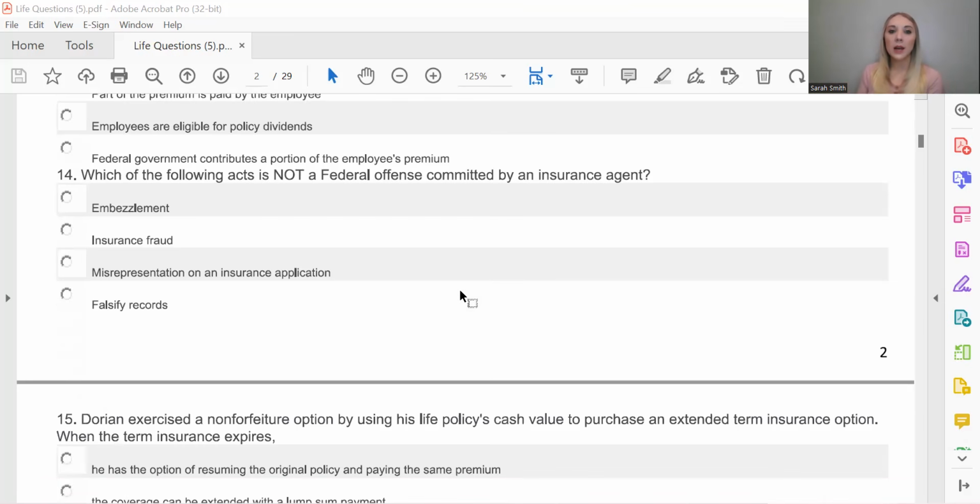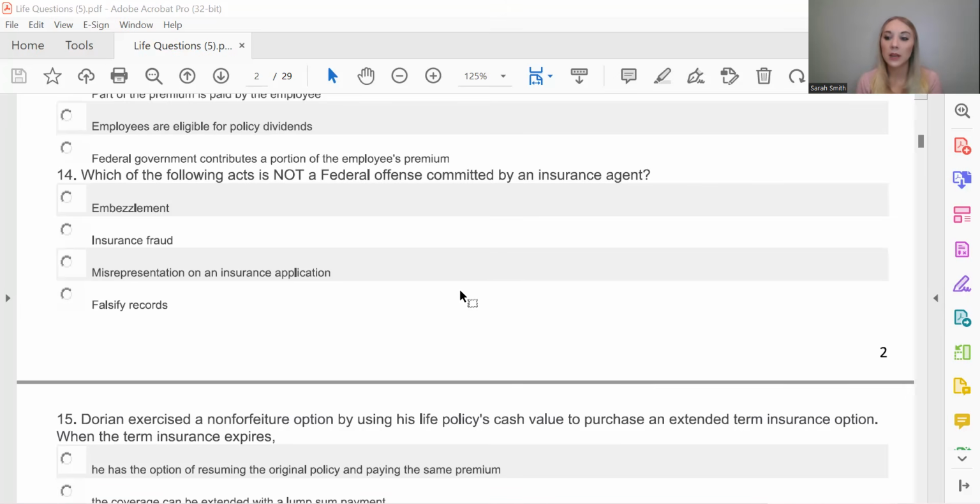Which of the following acts is not a federal offense committed by an insurance agent? This one's pretty easy, right? So we know that embezzlement, any type of fraud, and falsifying records would all be federal offenses. However, misrepresentation on an insurance application, sometimes we can't control that, right? Sometimes people forget or they're not completely honest with us.